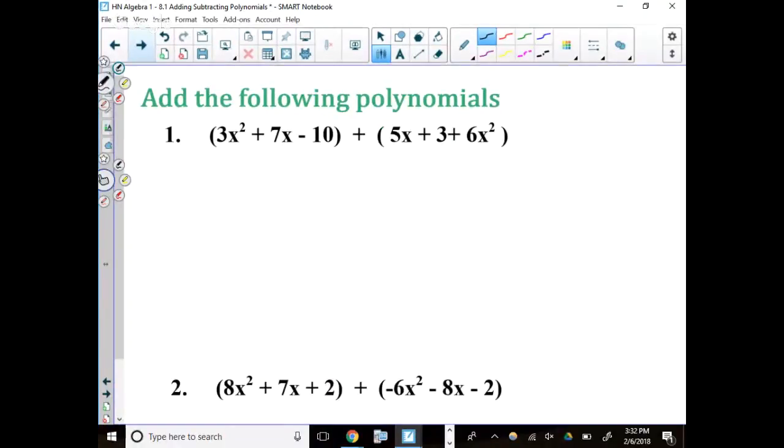All right, so mainly what we're doing today is we are adding and subtracting polynomials. So basically what this is doing is just adding like terms. So I would double check to make sure you don't have to distribute anything. So nothing out here, nothing out here. So we can just go ahead and drop the parentheses. And then I'm going to combine like terms.